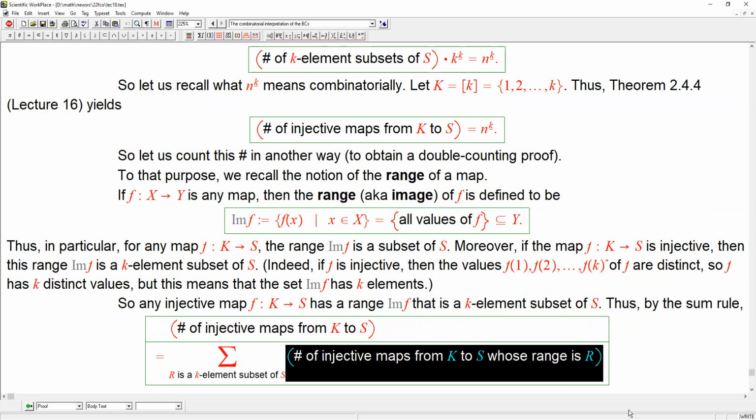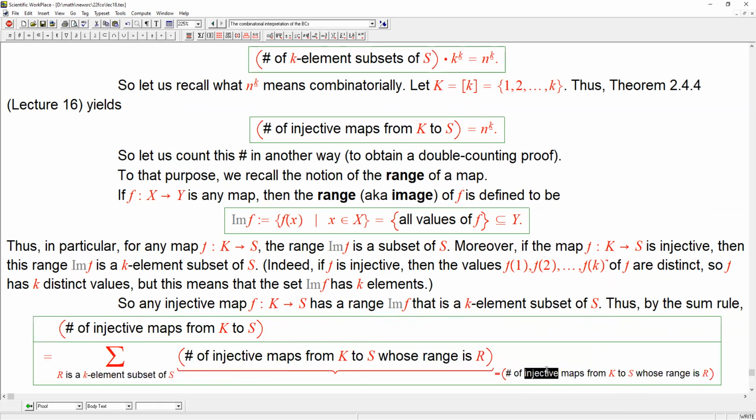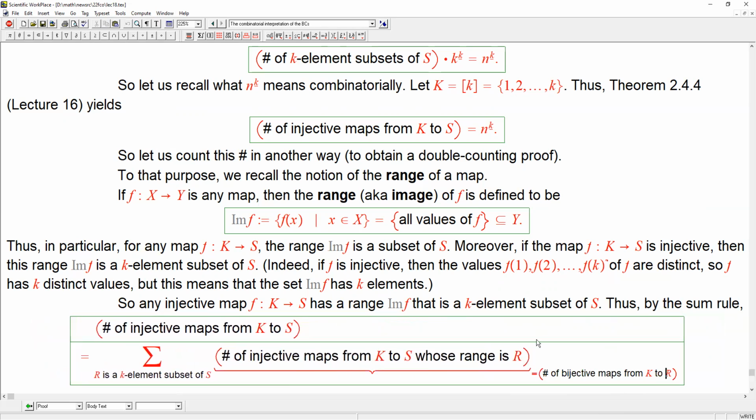Okay, now, is it any easier to count this? It turns out that yes, because what is an injective map from K to S whose range is R? It is basically a bijective map from K to R. Let me try to explain this on a picture. Mathematically, it's not much harder to prove this formally.